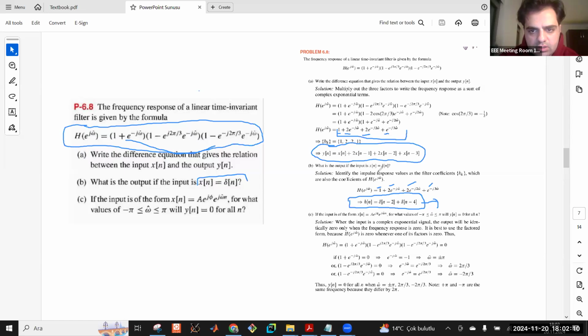But in the solution, it says that identify the impulse response values as the filter coefficients, which are also okay. This result is not correct. It should be, as I have explained, delta n plus 2 delta n minus 1 plus 2 delta n minus 2 plus delta n minus 3.